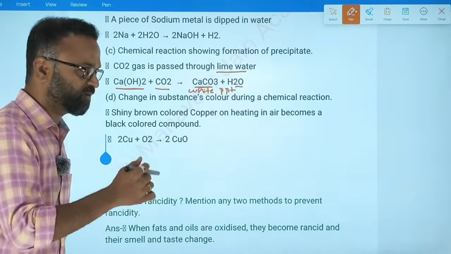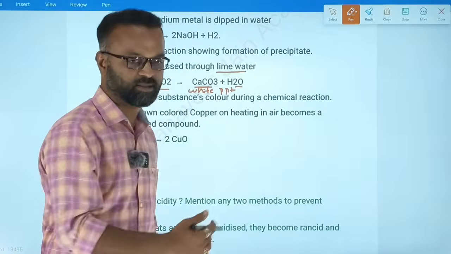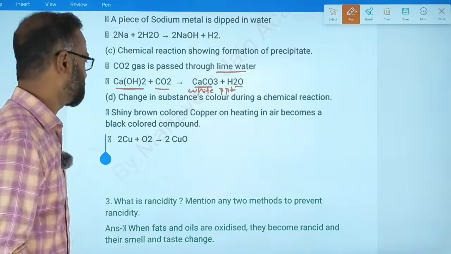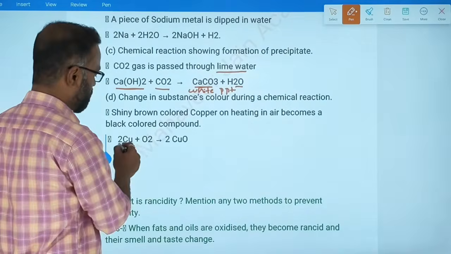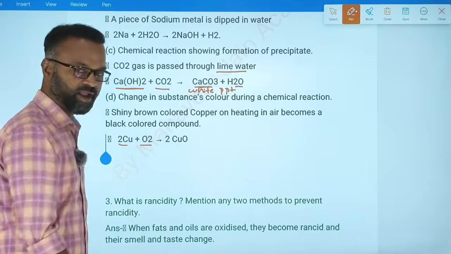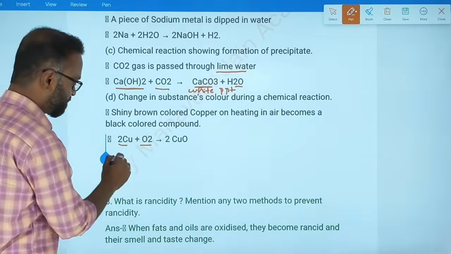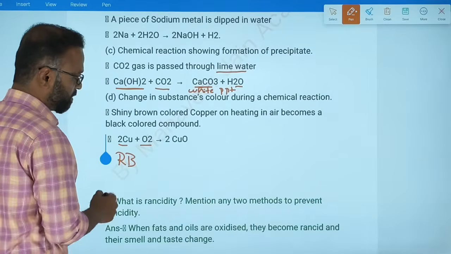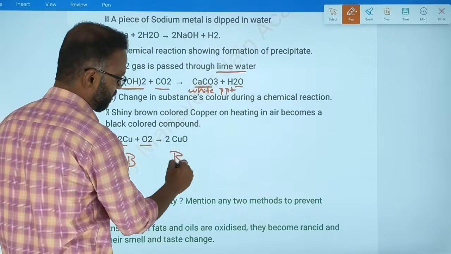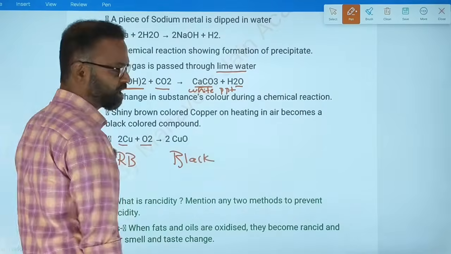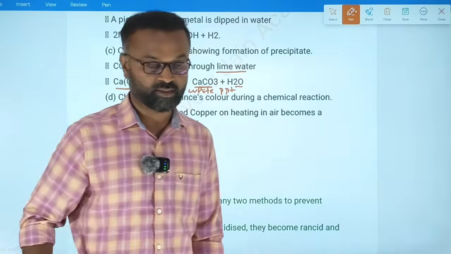During a chemical reaction, there can be a change in the color of the substance, that's what they are asking. The example: we know very well that when copper is heated, it reacts with oxygen. Heating is nothing but reaction with oxygen. Copper is reddish brown in color. When heated, it will change into a black color compound. The last question is there in the NCERT.